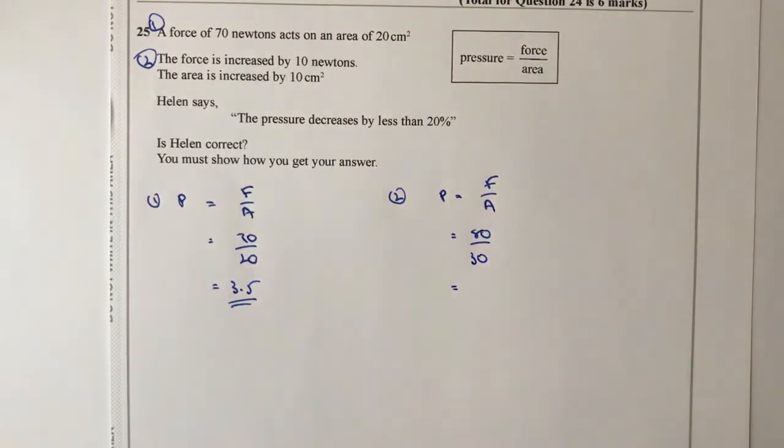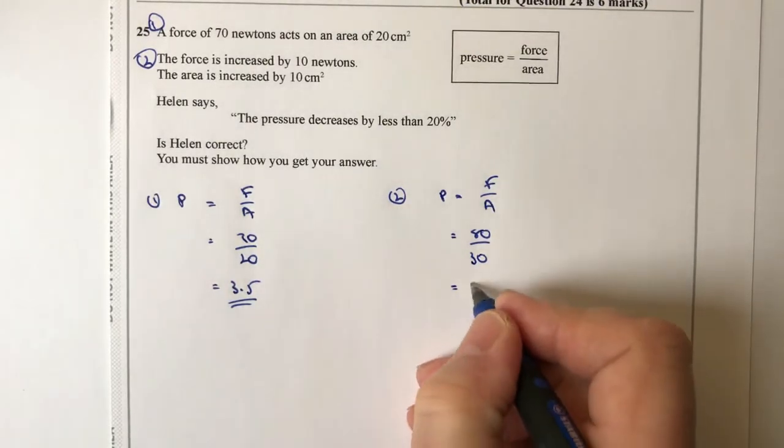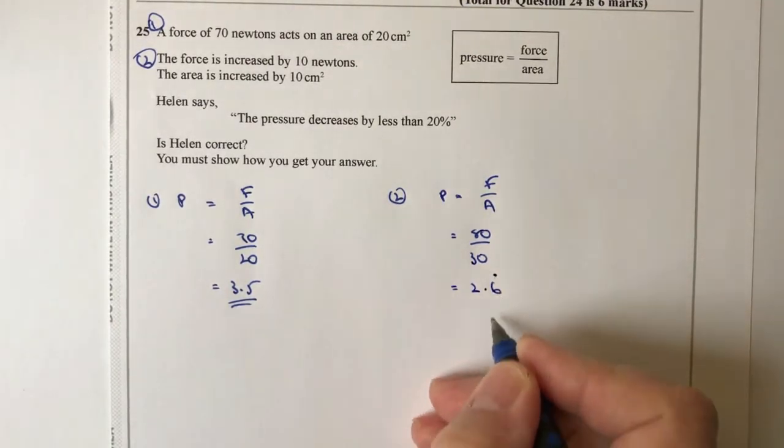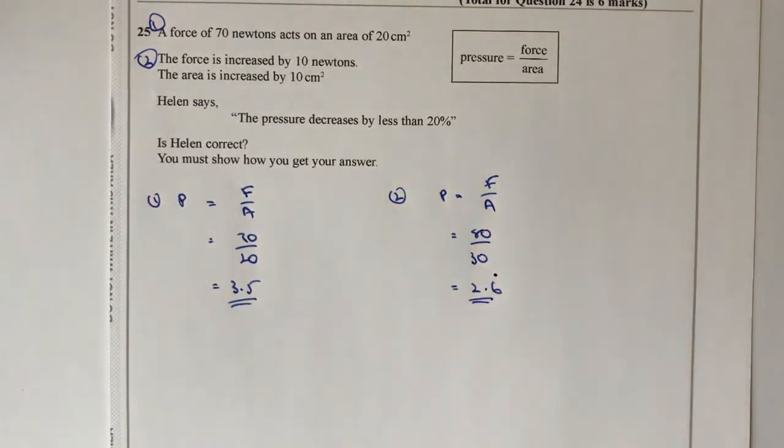And if I put that in my calculator, I'm going to get 2.6 recurring, or 2.666 and carry on. So Helen says the pressure decreases by less than 20%. Is Helen correct? You must show your working.